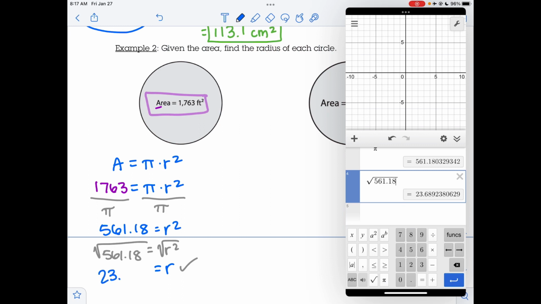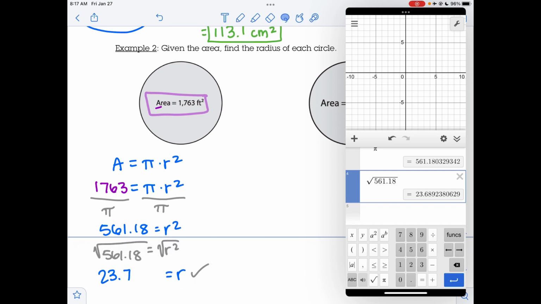Now, we are at the final step here. We're equaling r. So I see the 6. Remember, we're rounding to the nearest tenth, so I have to decide if that's going to be a 6 or a 7. I look at the next number. It's an 8. That is bigger than 5, so 23.7.